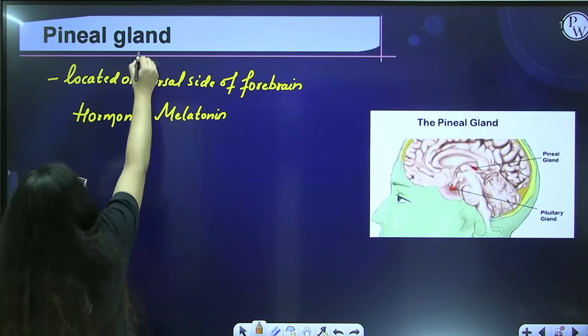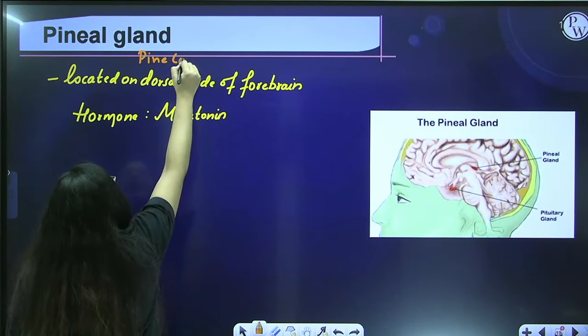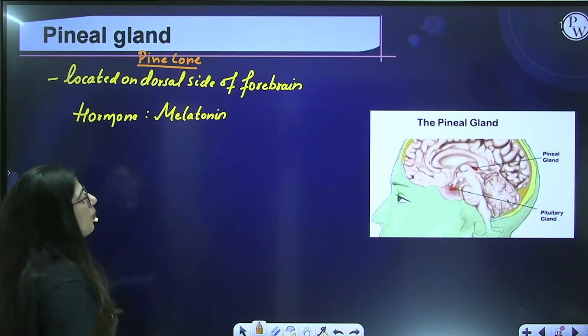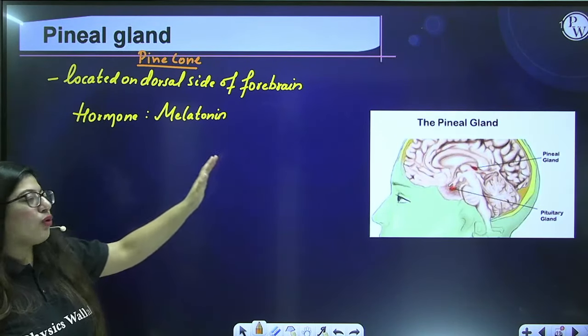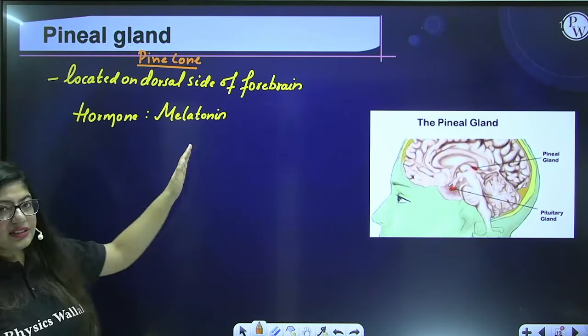Because it is the size of a pine cone. And where is it present? It's present on the dorsal side of the forebrain, and it secretes the hormone melatonin.